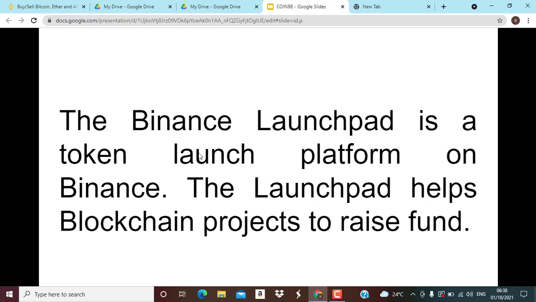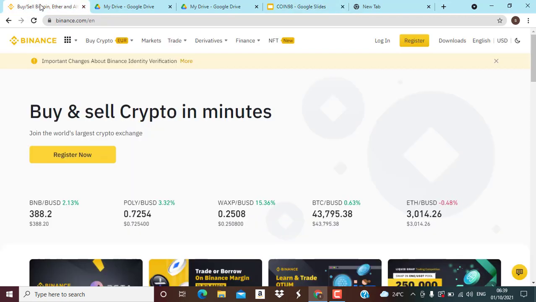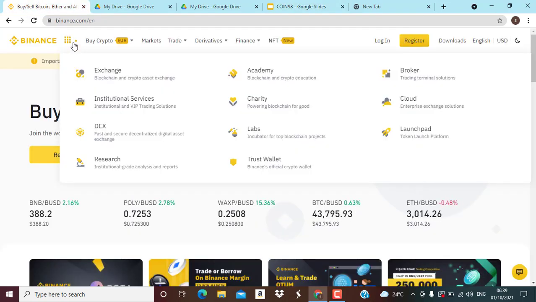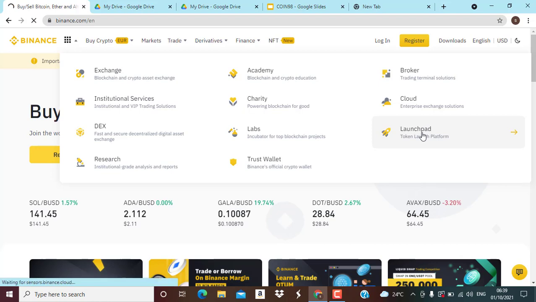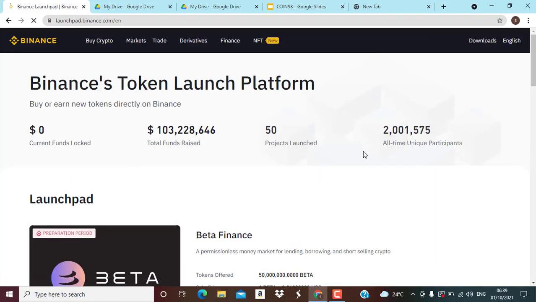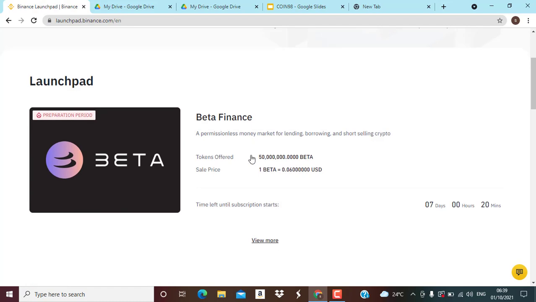The reason is that Binance has a lot of customers that trust them. So if a project wants to raise funds, Binance is a good place to raise funds quickly because of the trust that Binance users have in Binance. Okay, so right here you go over to this page and then you move straight away to launchpad. On the Binance Launchpad, we see Binance announce the Beta Finance Launchpad.